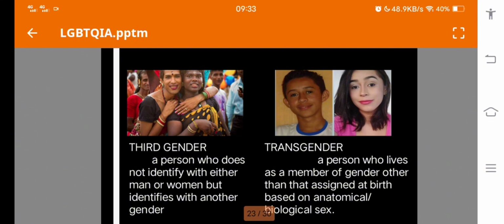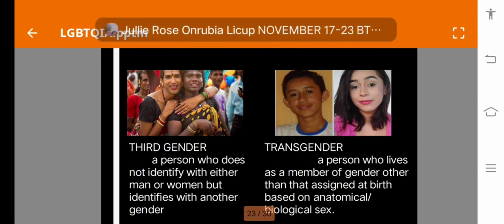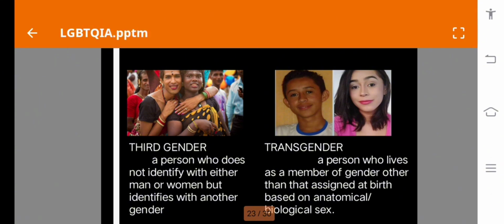Okay. So, those terms, kapag sinabing trans, ibig sabihin nito, transferring to the other side. Okay? Like, transgender. It's a person who lives as a member of a gender other than that assigned at birth based on their anatomical or biological sex. So, a transgender person may be transsexual or not. Pag sinabi mong transgender, tumawid ka lang kung ano yung gender roles ng isang babae. Like this one, the boy wears makeup, wears long hair, but we don't know if he is transsexual.